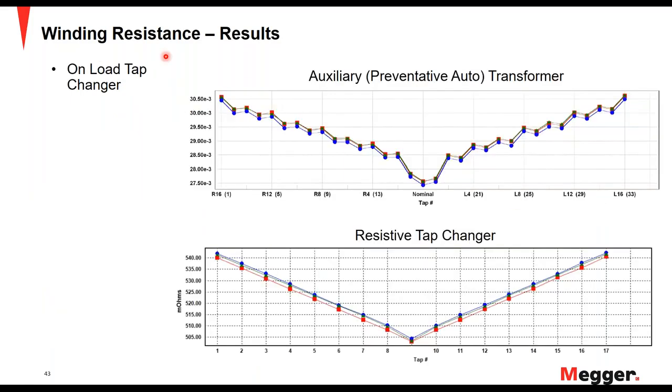The next slide discusses on-load tap changer results. In that, the top one is representative of an on-load tap changer which has an auxiliary transformer known as the preventative autotransformer, which has a smoother transition between taps and through the nominal. The trace you see at the bottom is a resistive type tap changer with a reversing switch, which will have a steeper, V-style curve in resistance measurements.